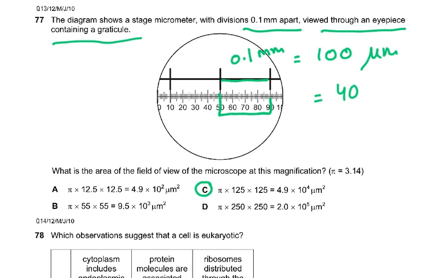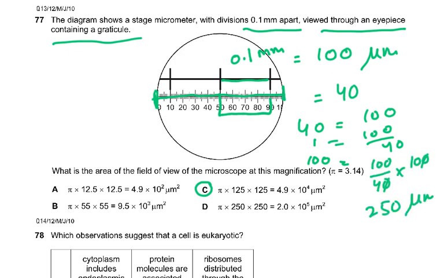What is the area of the field of view? And of course, know that it is pi r squared. So if 40 is equal to 100 micrometer, then 1 is 100 over 40, and the whole thing was 0 to 100. So 100 is equal to what? This is how you figure it out, and that would get you the diameter, and then you would get the half of that, the radius. You can see the working, I've done that.